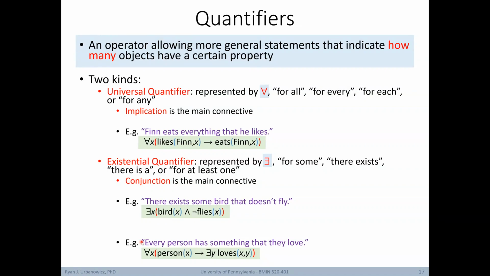Another example, "every person has something that they love." Here we represent that using both a universal and an existential quantifier. For all x, if x is a person, there exists some y where x loves y.